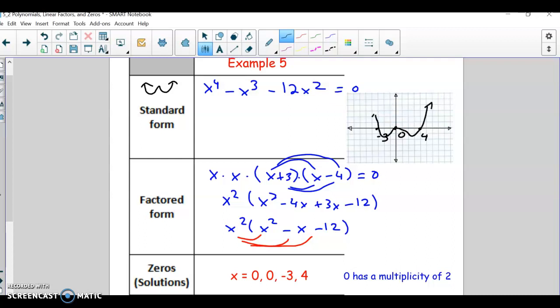Sorry for the poor drawing, but it's going to be bouncing at 0 and have that W shape. If you want to confirm this again, just type the standard form equation in your calculator and you should be able to get a graph that looks like that. Graphing is really not the focus of this, so I'm just sketching them here in this lesson.